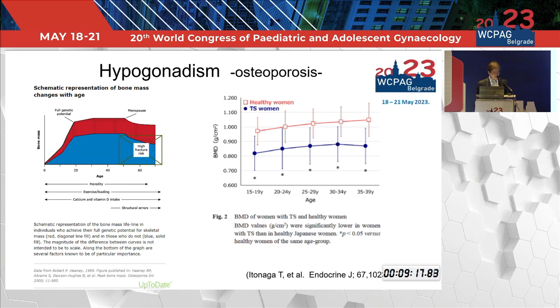And the graph on the right side shows comparison of bone mineral density of women with Turner syndrome and healthy women in Japan from a multi-center study, including our institute. BMD were significantly lower in women with Turner syndrome than healthy women.